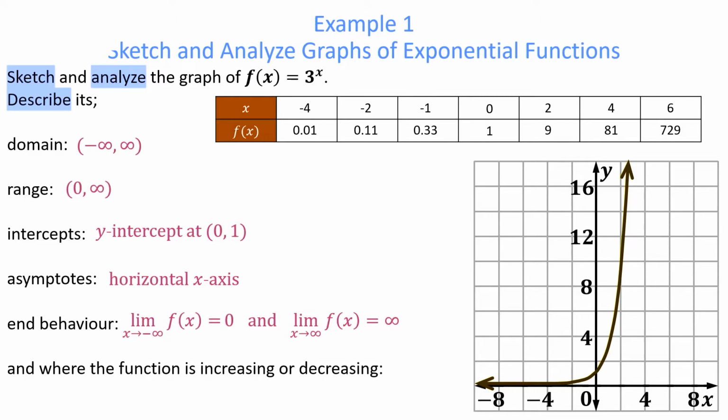And finally, when we want to analyze the graph to see whether the function is increasing or decreasing, we always start from the left-hand side and see what's happening to the graph. Starting from the left-hand side, f of x is increasing and it continues to increase throughout. So we can say that this function is increasing on the interval where x goes from negative infinity to positive infinity.